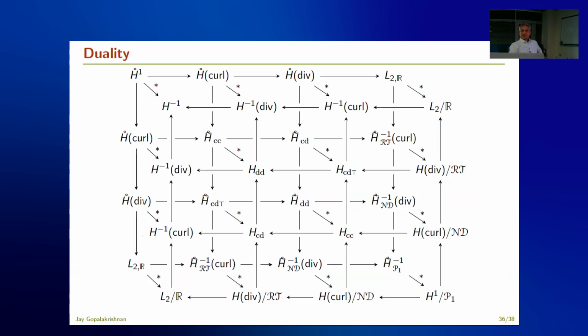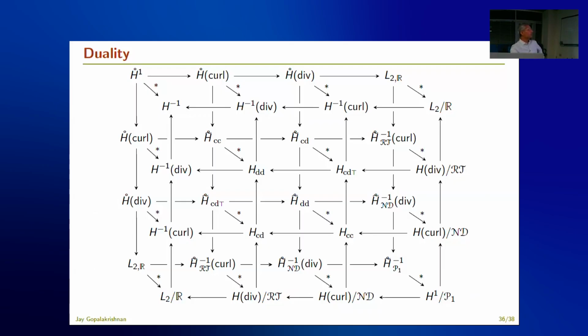They are in duality. This is something we know. H01 is in duality with H minus 1. H0 curl is in duality with H minus 1 div. And the dual of H0 div is this. And there's a whole bunch of identities in this diagram also for the matrix valued fields. So the dual of the curl matrix fields is the div matrix field, and so on.